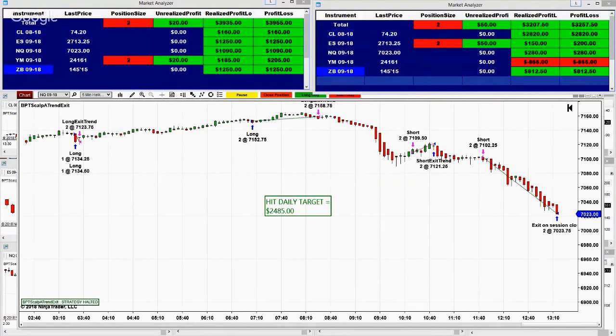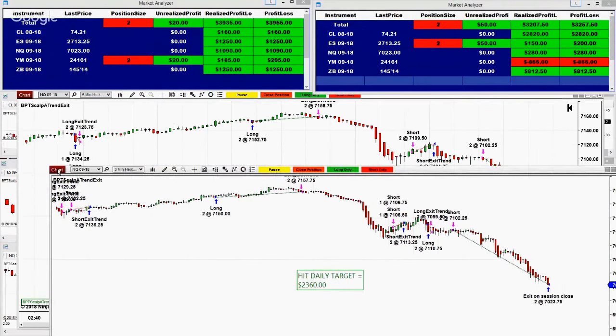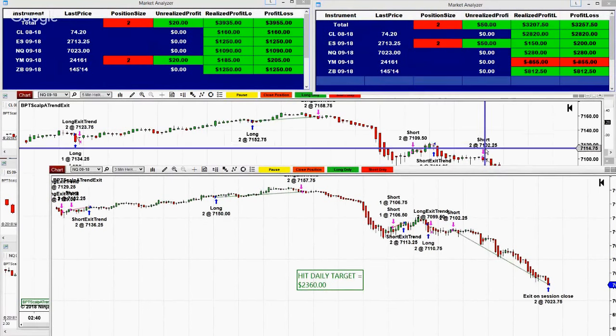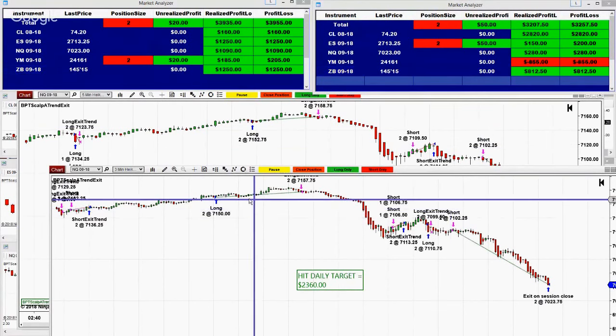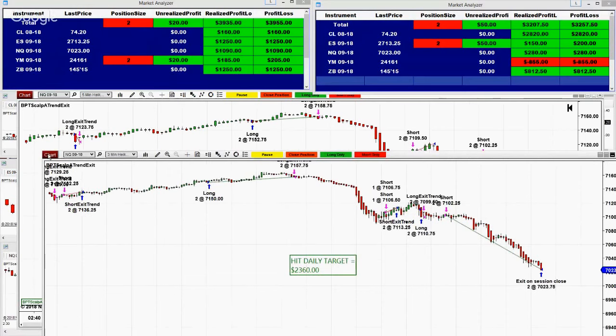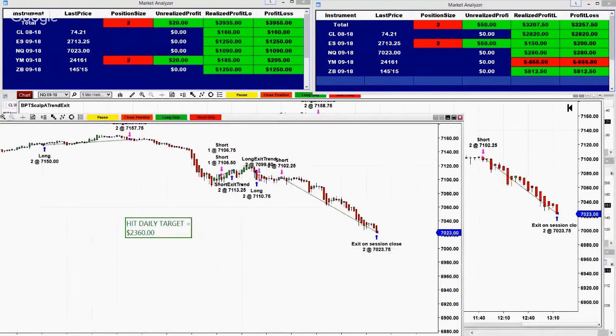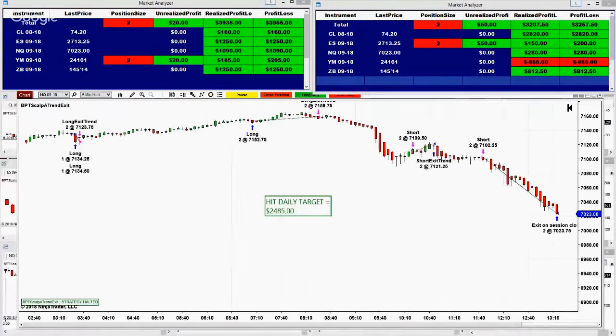Let me show you something that is not based on a black box. If we look at the 3 minutes and the 5 minutes on the NASDAQ, it's the same entry, 7102.25. The only thing different is the exit. Let me see the exit here. Actually, it came out with the same exit. This is really amazing. This is the same exit.